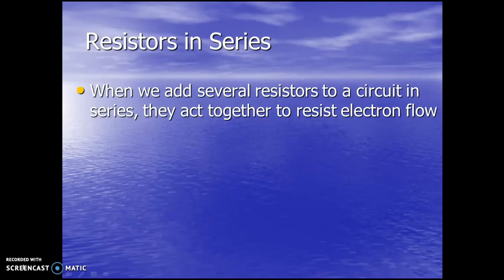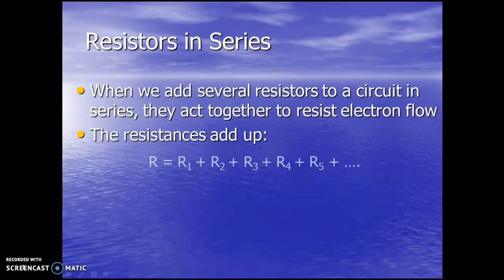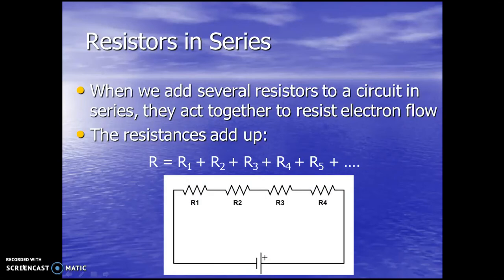Resistors in series, for once, we get to use some easy mathematics. So resistors in series, we just add the resistances together because they work together to resist electron flow. So the equation is very simple. The overall resistance is equal to resistance 1 plus resistance 2 plus resistance 3, etc., etc., etc. So if our circuit looks like this, our equation is very, very simple.